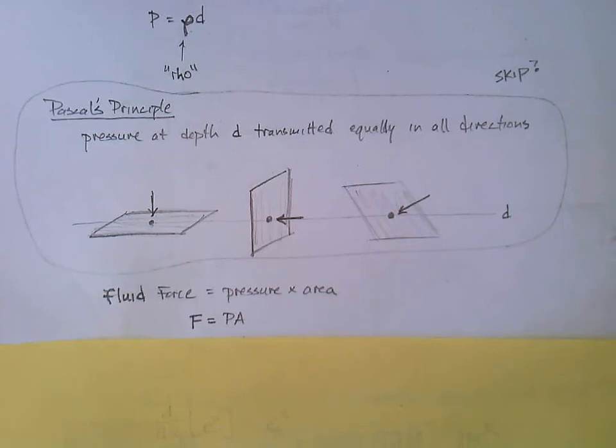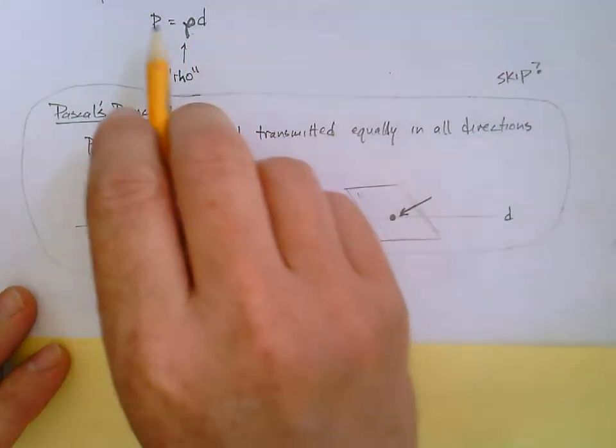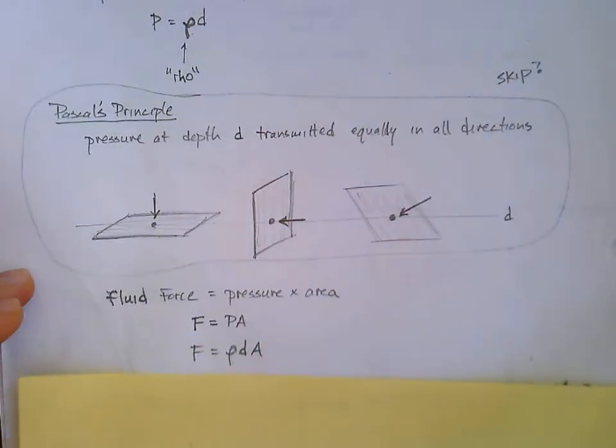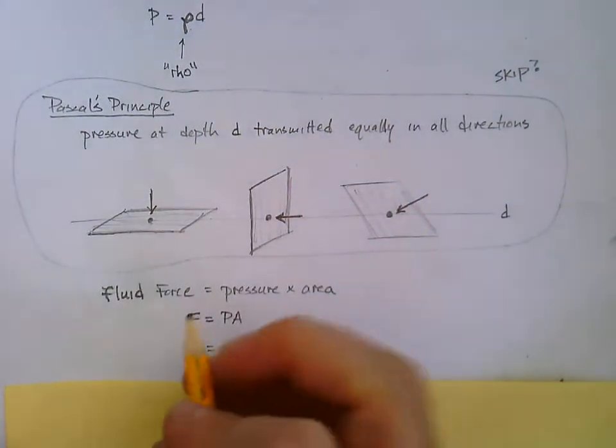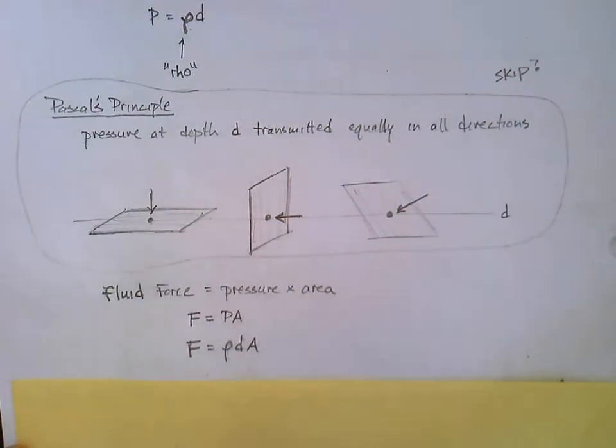So capital F equals capital P times capital A, and now we'll go back and say, okay, but then P was rho times D, and so we can replace that. So force equals rho times D times A. Density times depth times area.